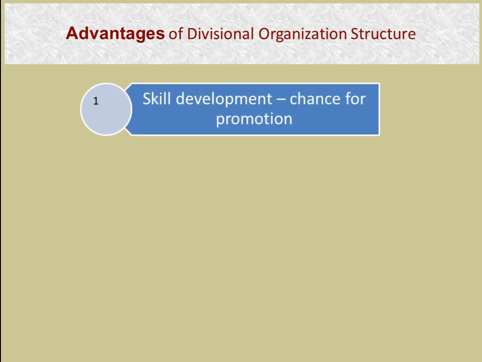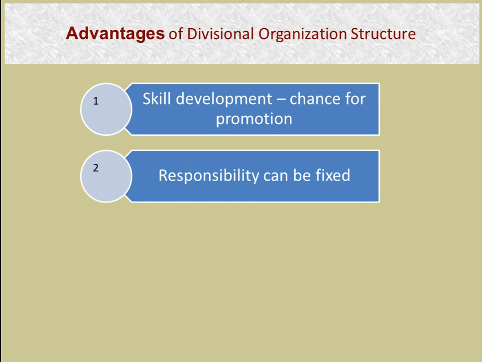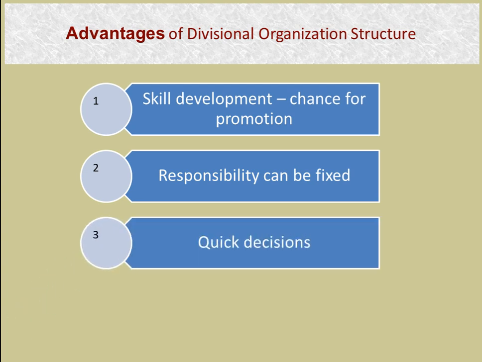What are the advantages? Skill development and chances for promotion, the opposite of the disadvantages of functional structure. That is clarified here. What is skill development? The same manager does everything from planning to sales promotion, and also manages HRM, so there are chances for skill development, and chances for promotion as well. Responsibility can be fixed. We can't blame other people. We have to take responsibility for the production and the sales of the particular product. We means that manager. So quick decision making is possible.